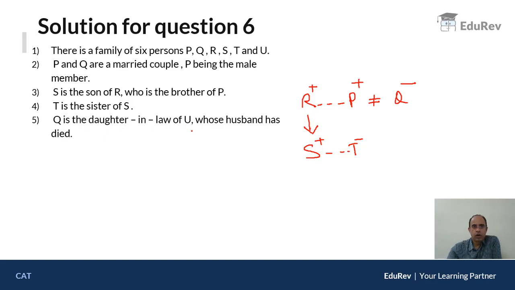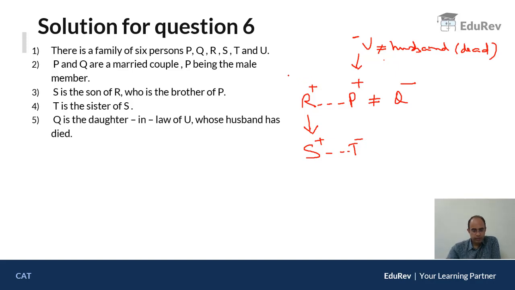Q is the daughter-in-law of U, whose husband has died. That means she is a female and her husband is dead. Fine. So with this, we are able to complete the entire family tree.